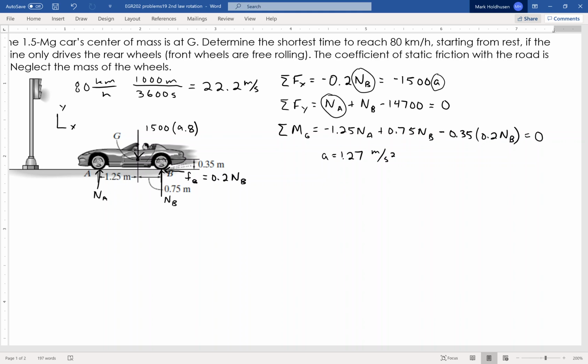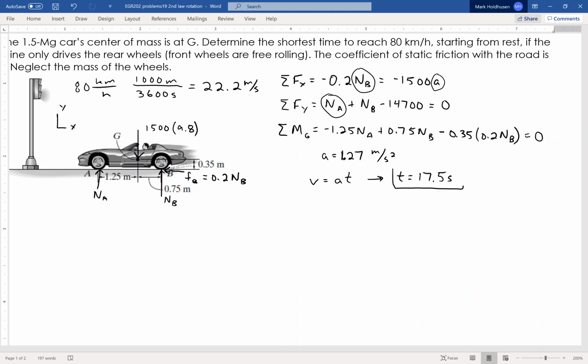Now, I know that this acceleration is constant because the only force I have is that friction force, which is constant. It's 0.2 times NB, and NB is constant because the weight is constant. Everything's constant here, so that acceleration is constant. So I can find that my velocity equals that acceleration times time. I know my velocity, and I know my acceleration. From this, I can find that the time it takes to get up to that is 17.5 seconds.